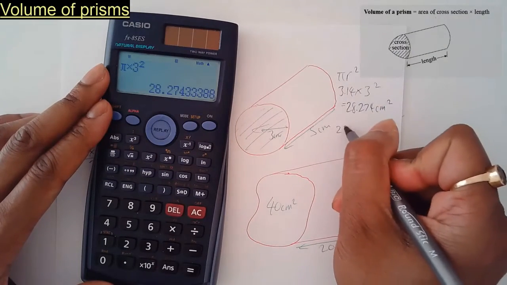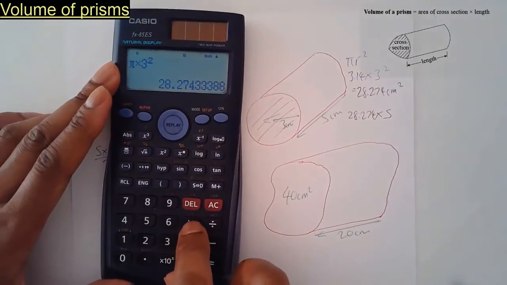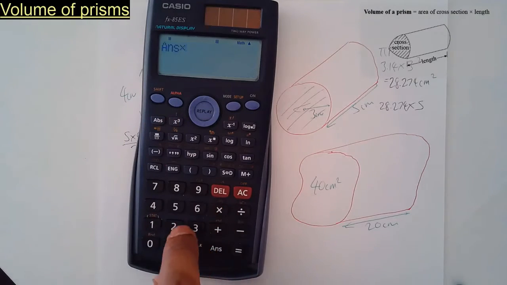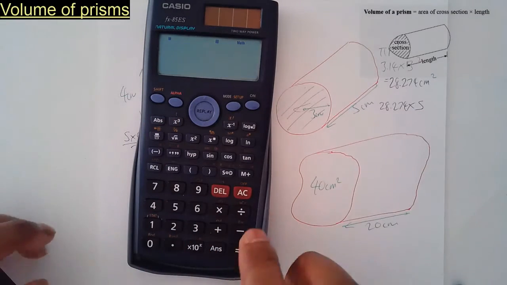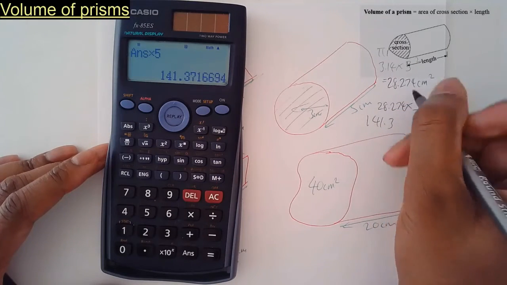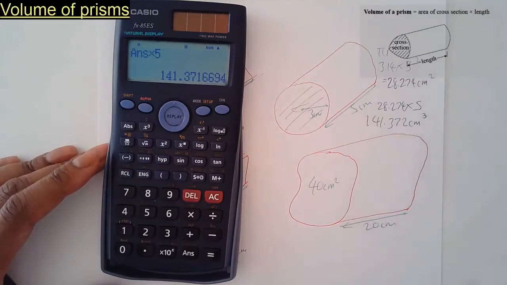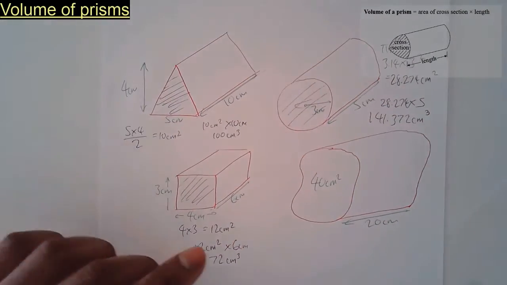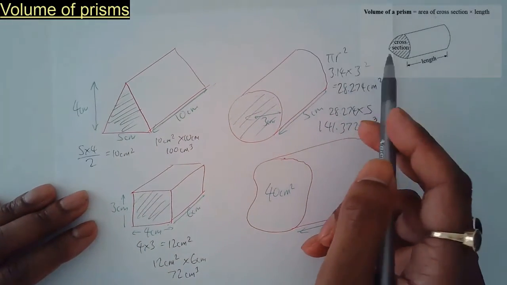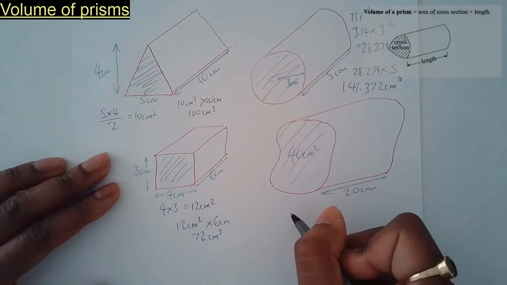Multiply that by the length. Right, I've not deleted it, it's already there, so I'm just going to press times 5, the length. Round to 3 decimal places. This one's very straightforward. It is a prism, so you can use the formula. Front face area multiplied by the length.